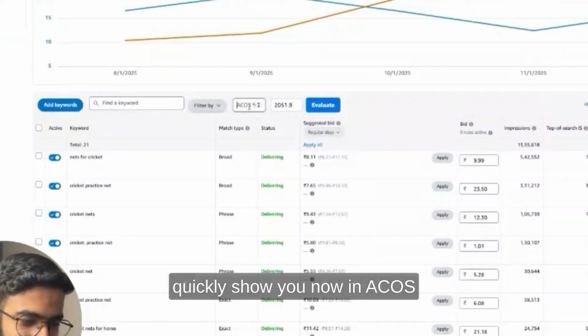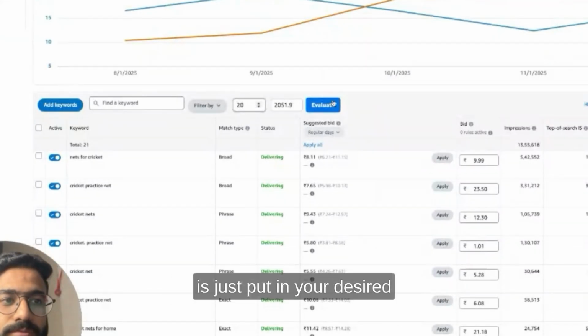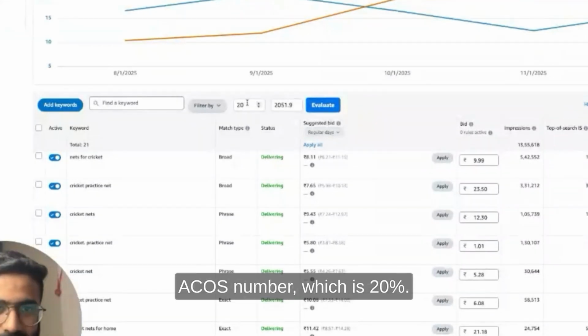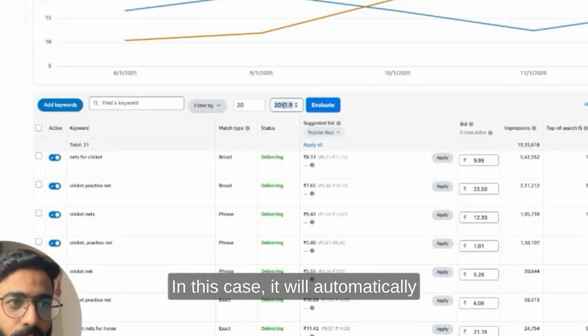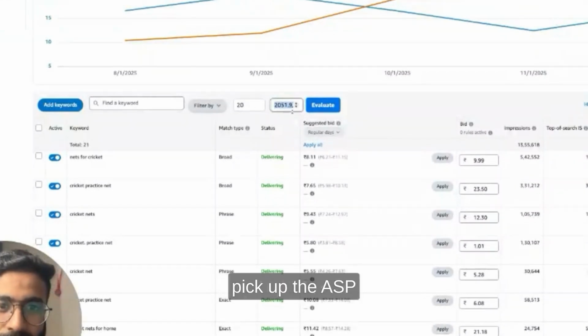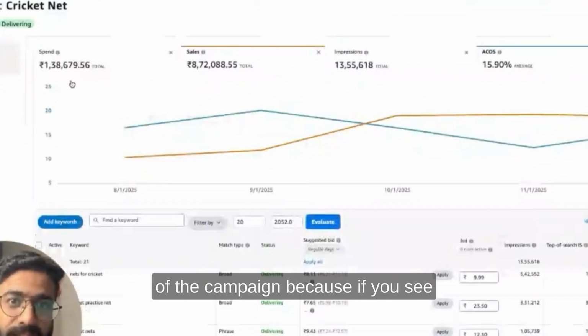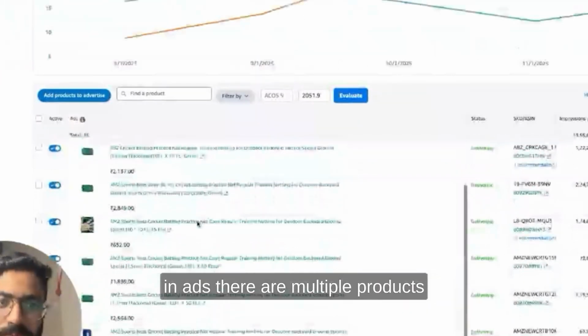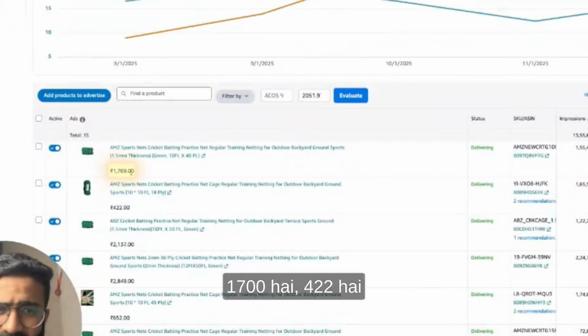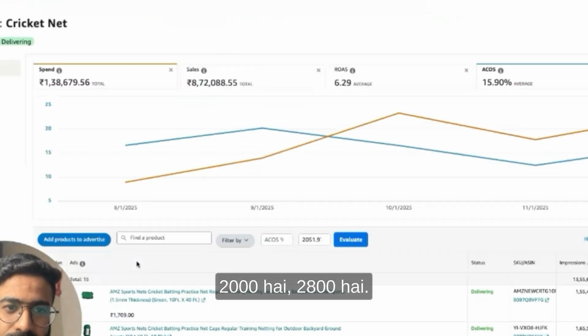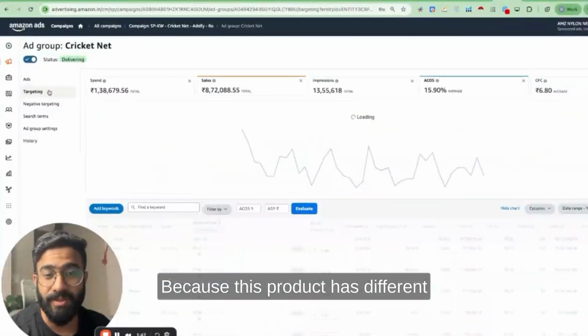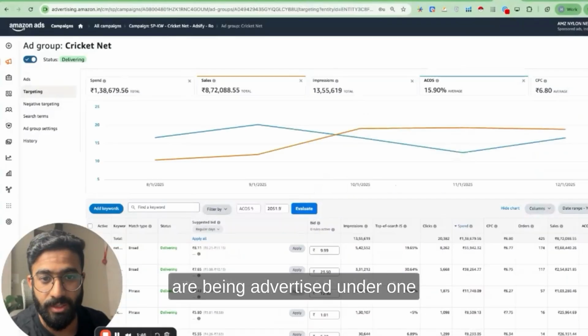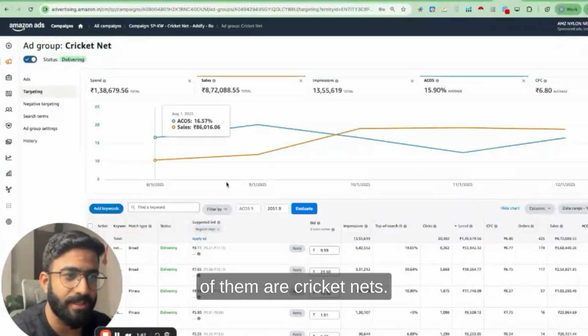Now, in ACoS percentage, all you have to do is just put in your desired ACoS number, which is 20% in this case. It will automatically pick up the ASP of the campaign, because if you see in ads, there are multiple products at multiple price points. यहाँ पे 1700 है, 422 है, 2000 है, 2800 है, because this product has different variations. All variations are being advertised under one campaign because all of them are cricket nets, right?